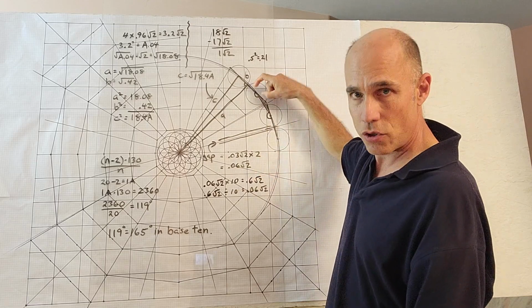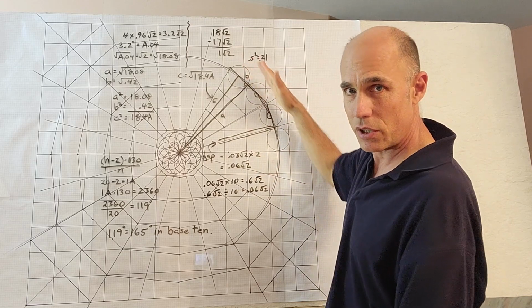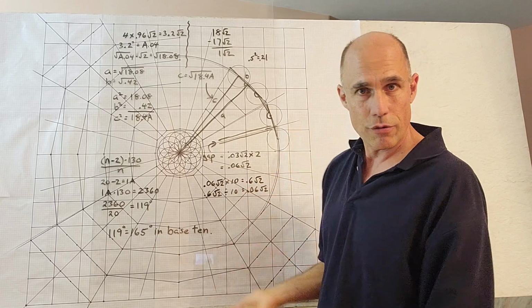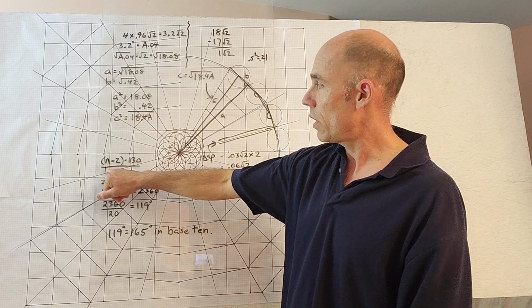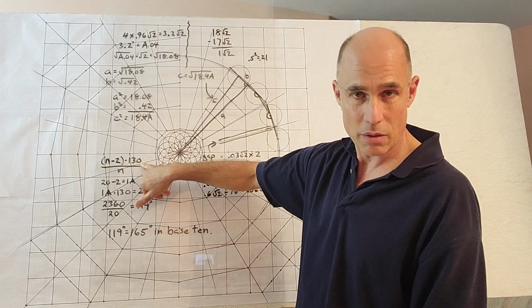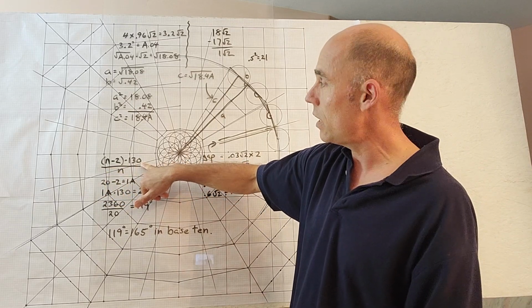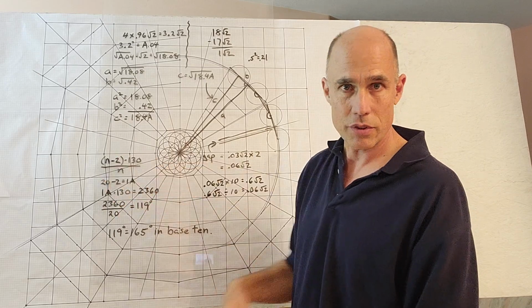Well, there's a formula for figuring that out, because basically we've created a polygon. Although it is made up of two different elements, they are all in line with each other. So we have a 24-sided polygon, or 20 sides in base 12. Here's the formula: n minus 2 times 130. That's the base 12 version of 180 divided by n. N is the number of sides in our polygon.